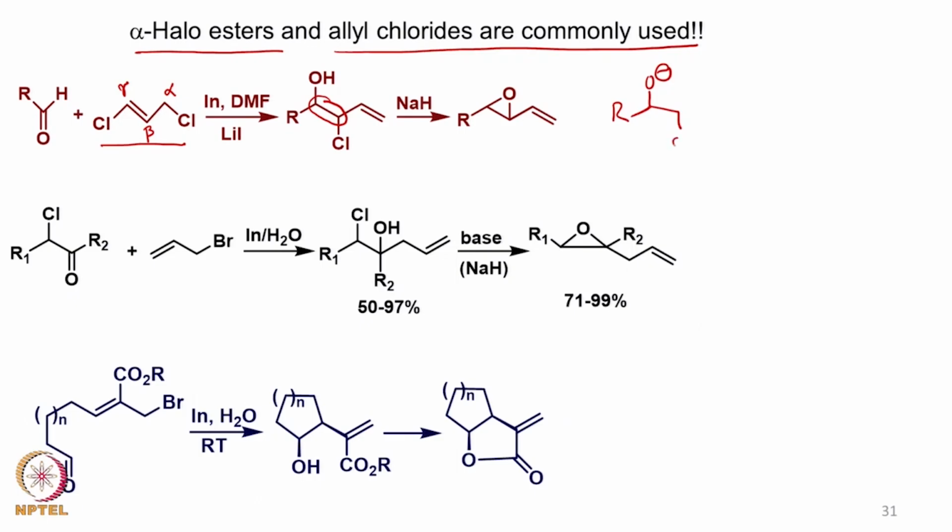which can then react intramolecularly, and the chloride can go and one can form the corresponding vinyl epoxide. So, this is a vinyl epoxide.